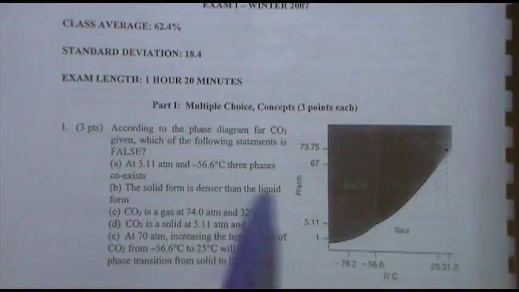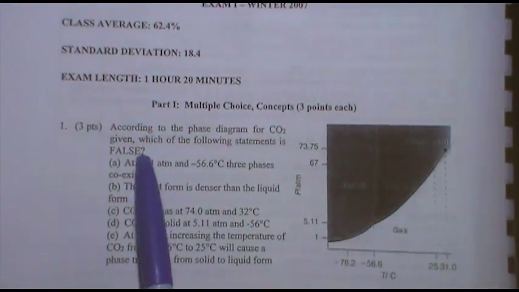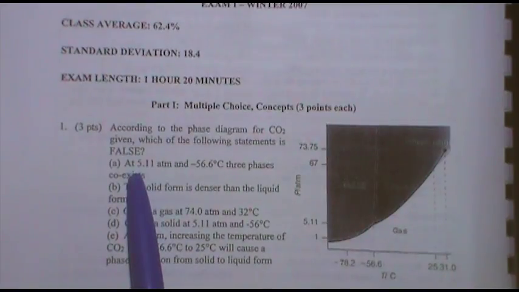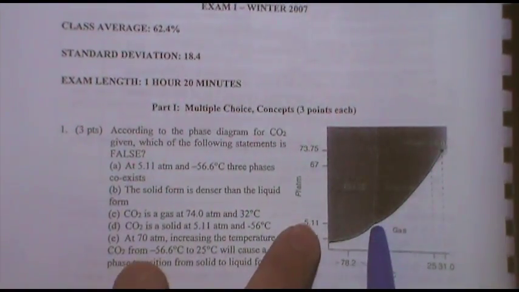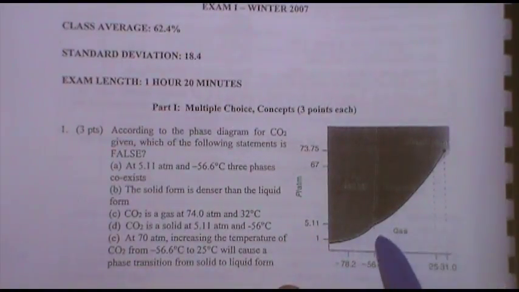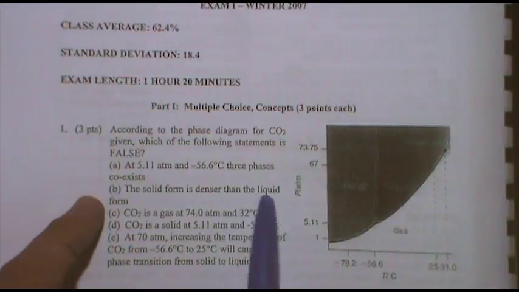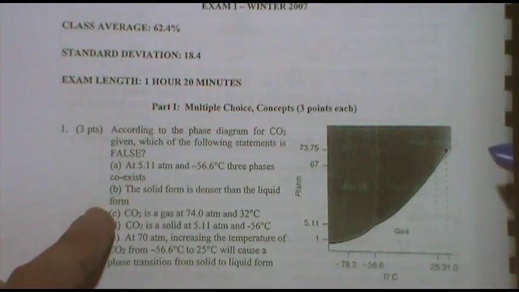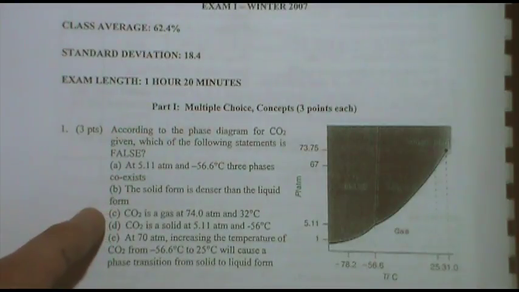On the phase diagram of CO2. Kind of hard to see, but that's solid, liquid, gas, which is false. At 5.11 and minus 56, there are 3 phases. Is that true? Yes, that's a triple point. Solid form is denser than the liquid form. Is that true? Yeah, usually.